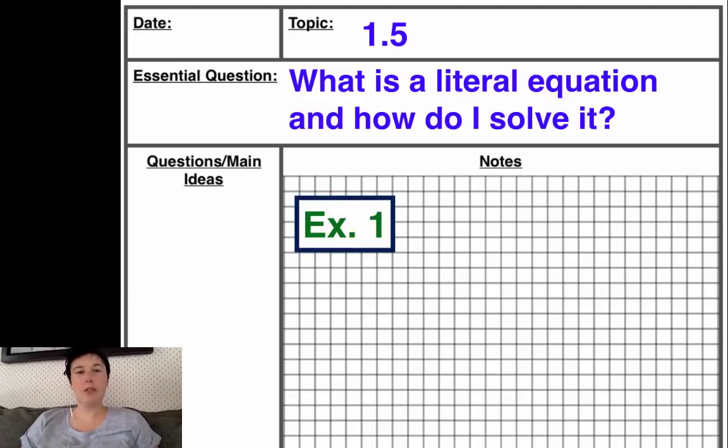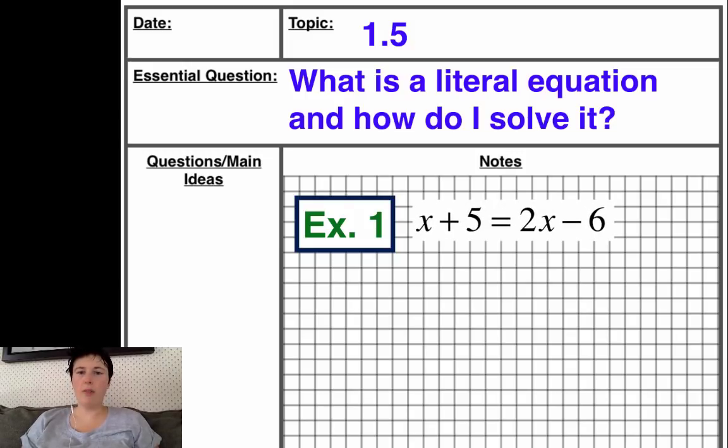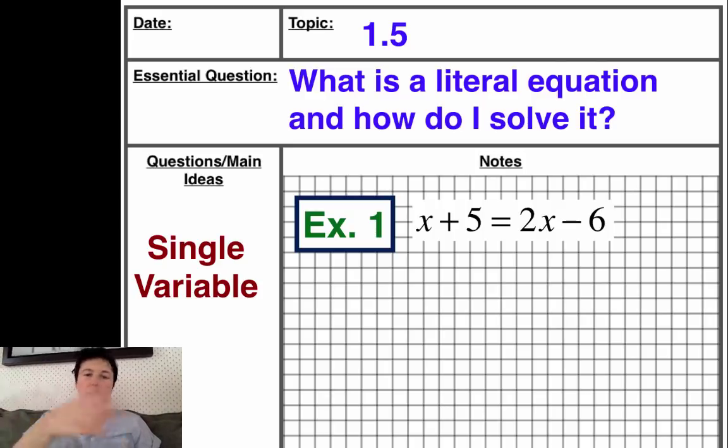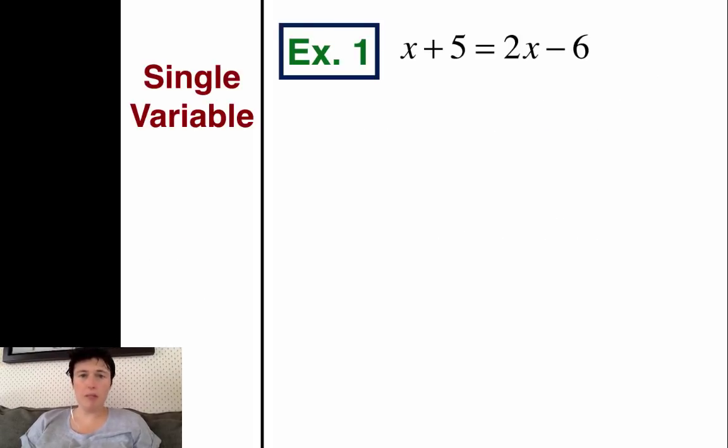To kick things off, let's do an example. So this is the kind of example that we've been doing in the previous videos. Solve for x. And here's our problem: x plus 5 equals 2x minus 6. This is a really typical equation. The name of this equation is a single variable equation because there's only one variable. The variable's x. I know there's an x on the left and there's a 2x on the right, so there's a lot of x's, but there's only x. There's no y, there's no z, there's no other variable letter. So we call this a single variable problem, and these are the ones we've typically been practicing solving.